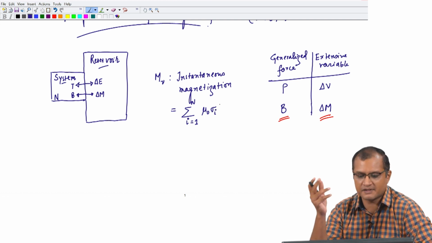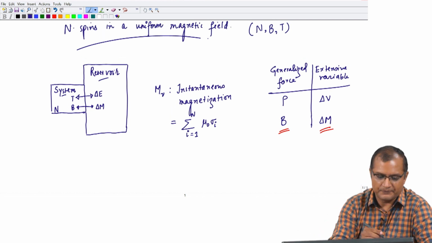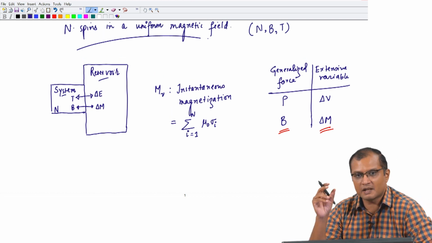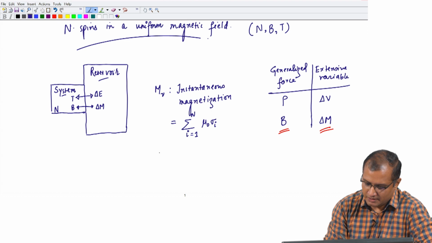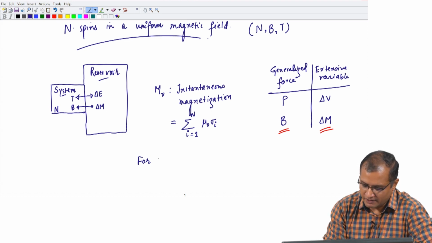So, this is a spin half system, which means the spins can be either along the magnetic field or anti-parallel to the magnetic field. So, here, for the sake of convenience, I have taken a spin half system.